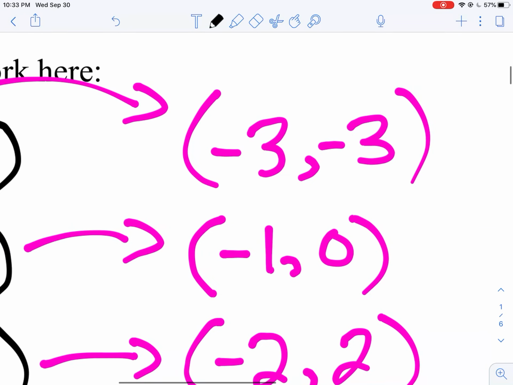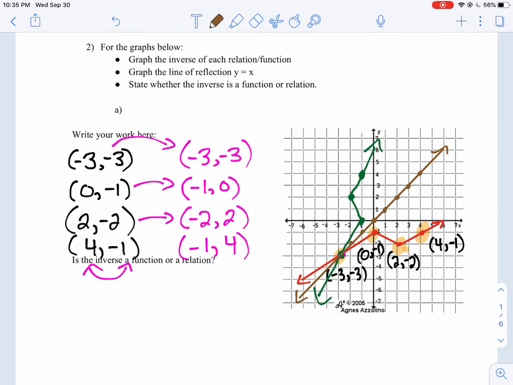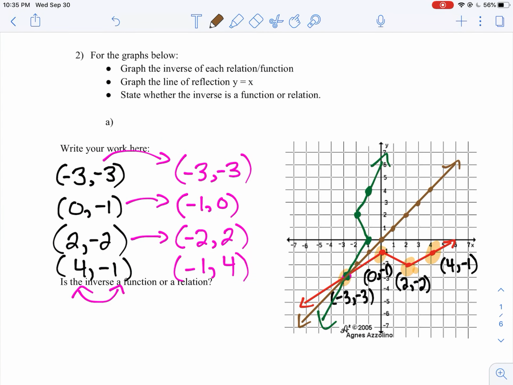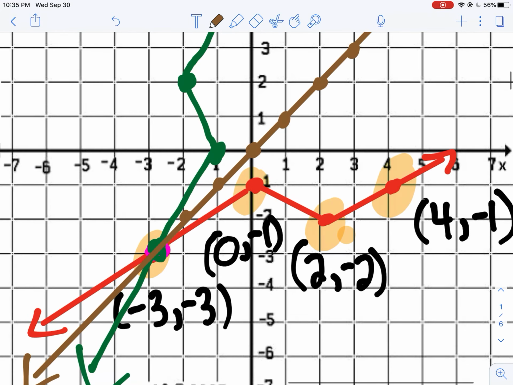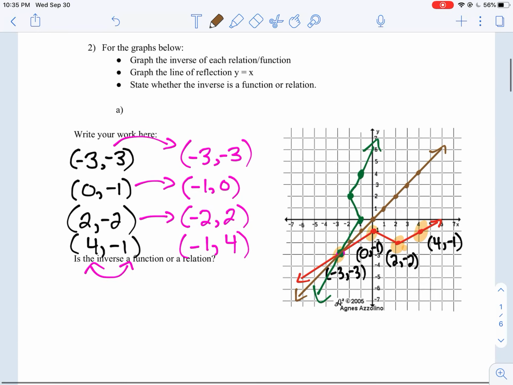Now I want to draw my line of reflection. That's pretty easy. Start at my origin, and then my line of reflection is y equals x. So 1, 1, 2, 2, 3, 3, 4, 4, and so on. -1, -1, -2, -2. And then I just draw a line of reflection, just like so. So I've drawn the inverse of this relation. I've got a relation. Now my initial one was a function. My initial line was a function, but the inverse was a relation.